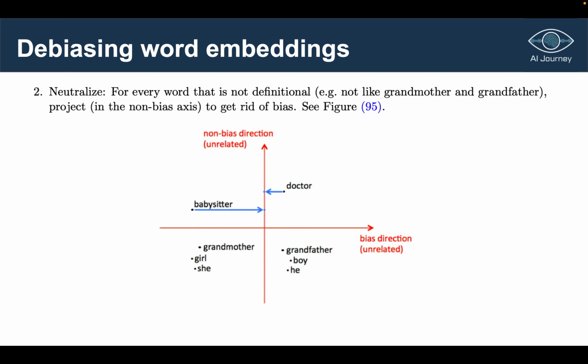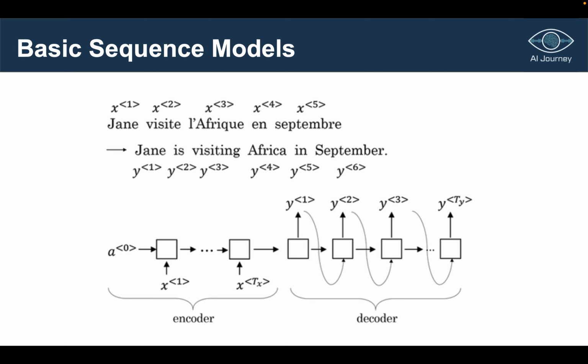So the first step is to put things that are not definitional onto the non-biased direction, and then we make the definitional words equidistant from the non-biased direction, so they acquire exactly the same semantics. We have the same bias for each embedding vector.